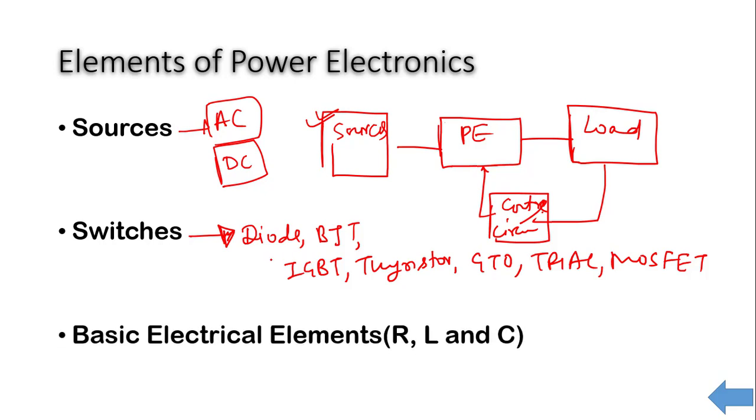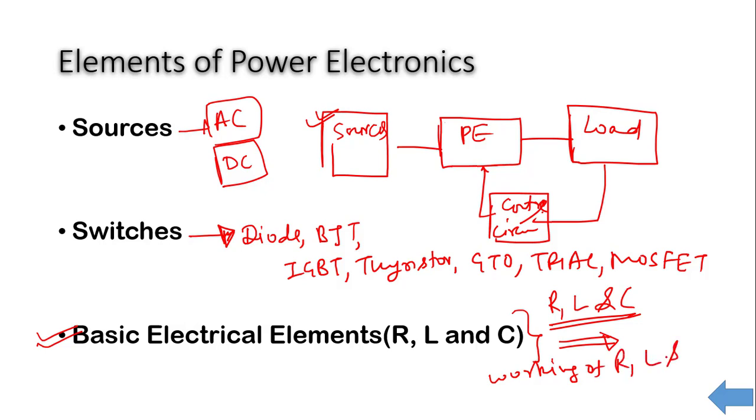And at last, the basic elements R, L and C. You need knowledge of how they work, the mathematical background related to R, L and C, what their equations are, and how they function. So basically you require the working of R, L and C. You should know how they work for a power electronics course.